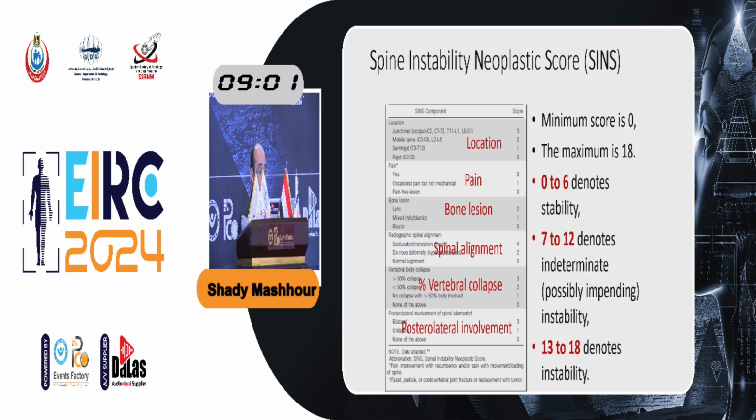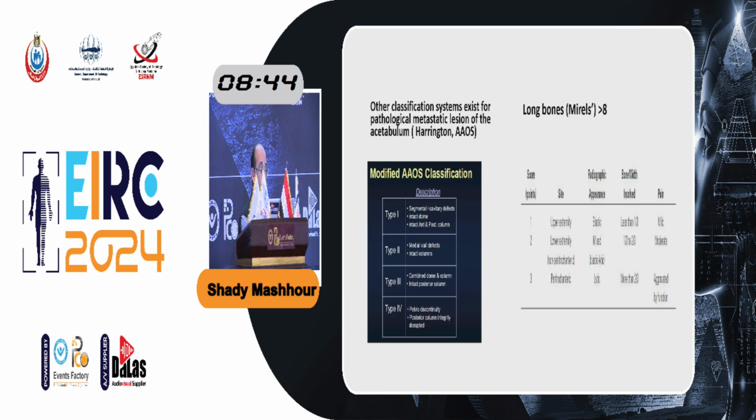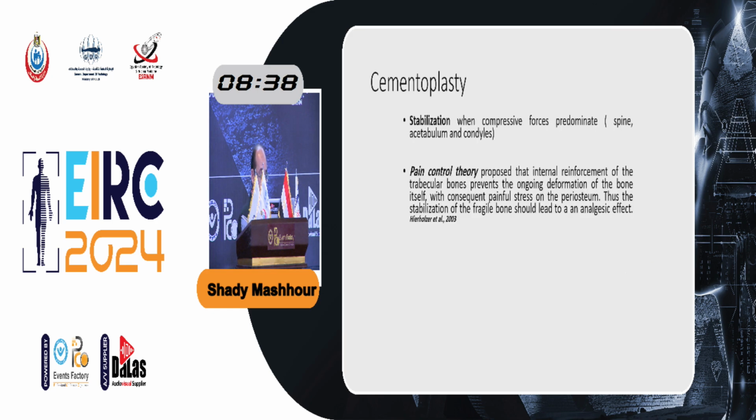From 0 to 6 is a stable lesion, from 7 to 12 indeterminate, possibly impending instability, and 13 to 18 the most instability. Again, with our colleagues in the spine surgery department, we select the patients for which treatment is better, depending on how much the patient can tolerate and how much will he benefit. Again, there are scores for the hip joint and scores for the long bones. I'm sure all the radiologists know them.